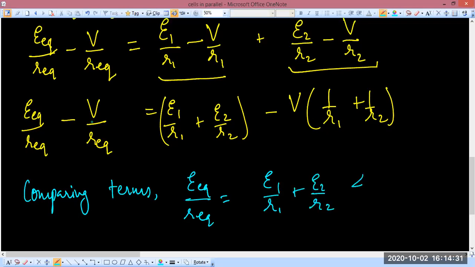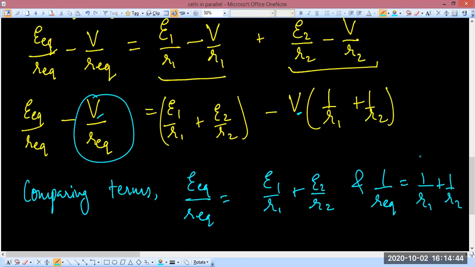And see here, this is V, this is V. Okay, so this is 1 upon R equivalent on this side here. This is 1 upon R equivalent is equal to 1 upon R1 plus 1 upon R2. That's it. Thank you.